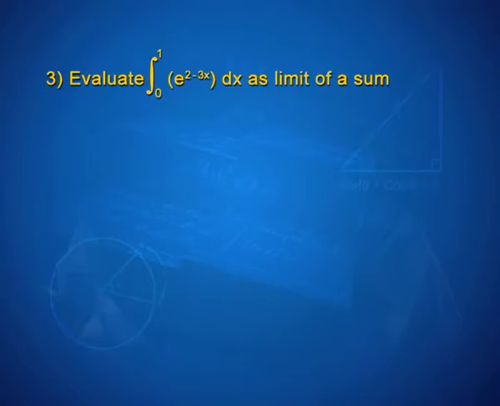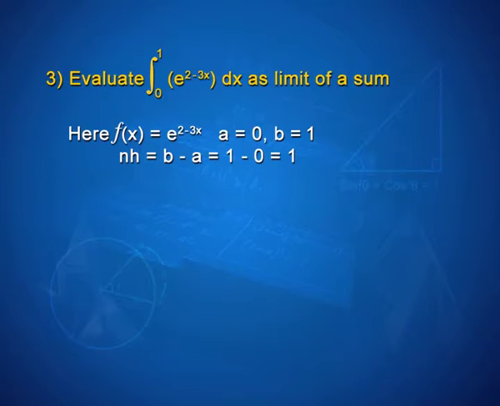The third question was evaluate integral 0 to 1 e to the power 2 minus 3x dx as limit of a sum. For the solution, we have f of x is equal to e to the power 2 minus 3x, a is equal to 0, b is equal to 1, nh is equal to b minus a, that is equal to 1 minus 0, that is equal to 1.